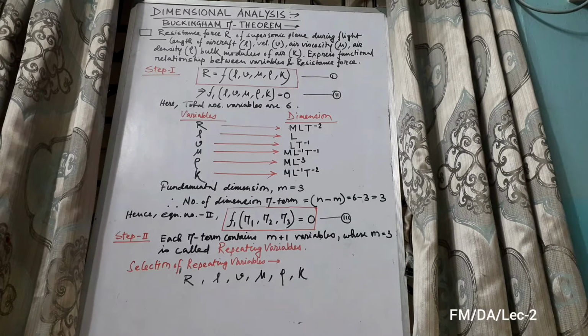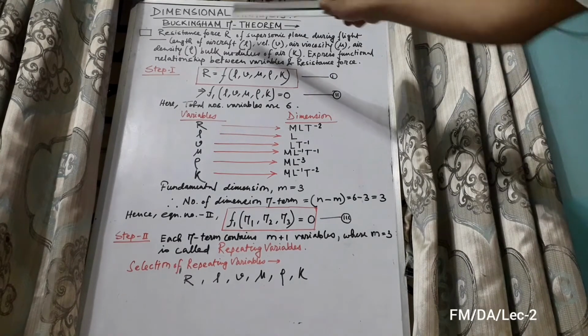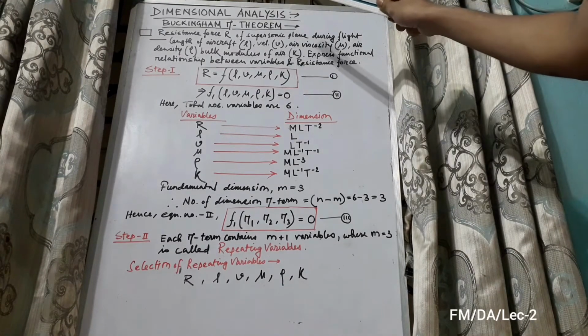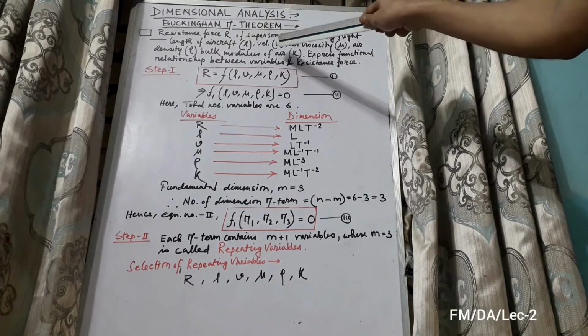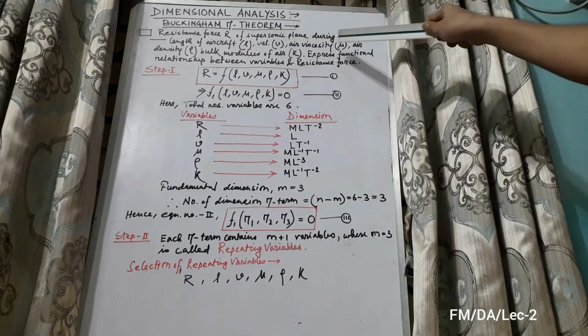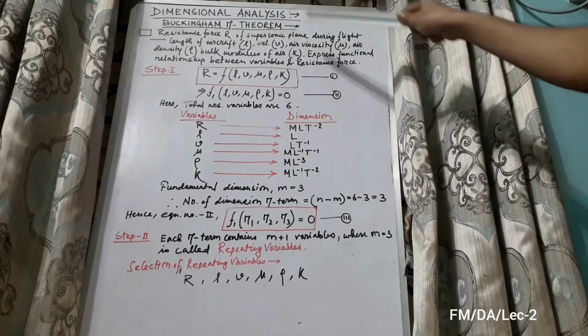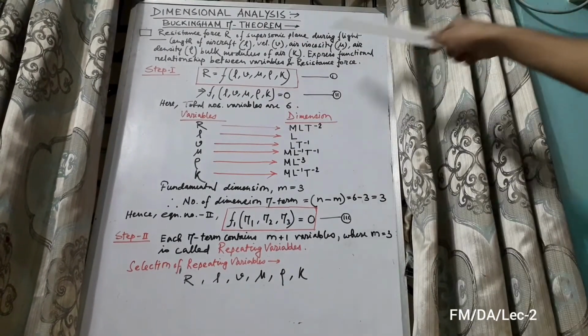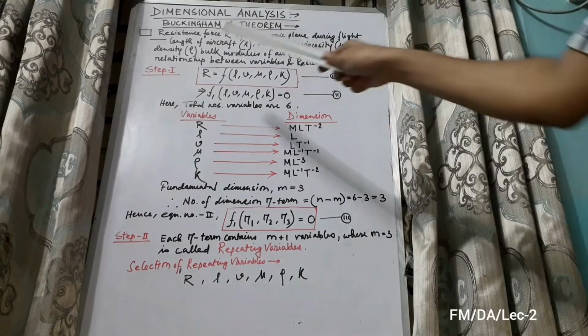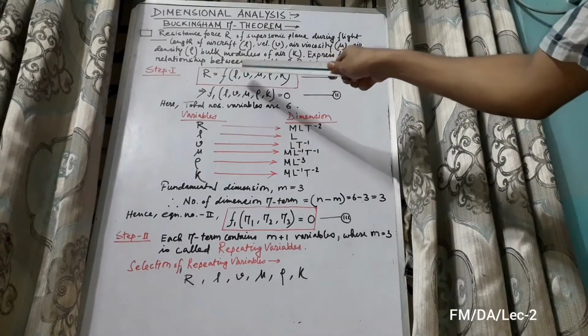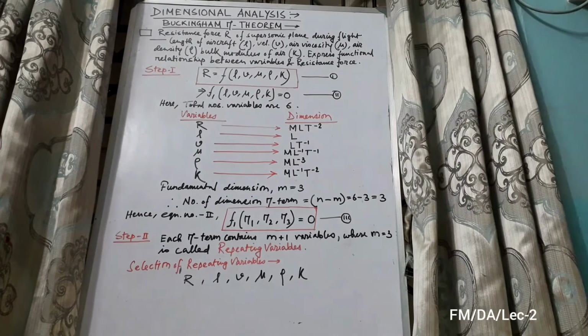Then we have to find out the total number of variables in this problem. R is a variable, length is a variable, V is a variable, mu is a variable, rho is a variable, and K is also a variable. The total number of variables in this problem is 6: 1, 2, 3, 4, 5, 6.